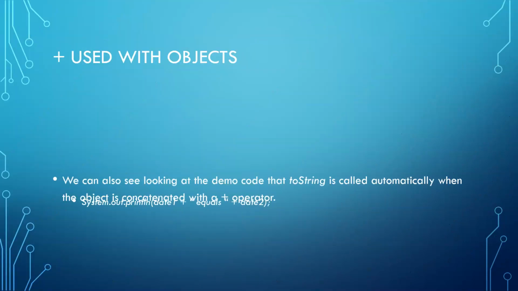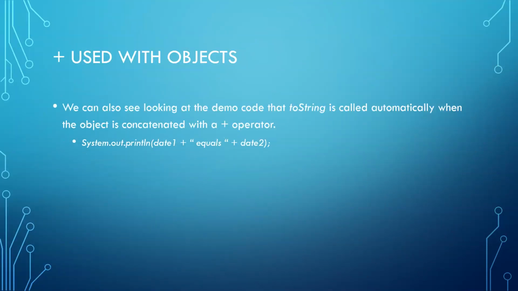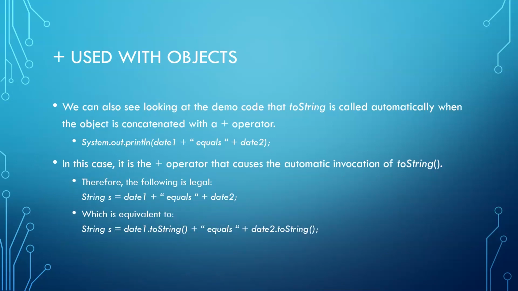All right, plus use with objects. We can also see, looking at demo code, that toString is called automatically when the object is concatenated with a plus operator. So date1 concatenated with equals, concatenated with date2. In this case, it is the plus operator that causes the automatic invocation of toString. Therefore, the following is legal: date1 + " equals " + date2, which is equivalent to date1.toString() + " equals " + date2.toString().